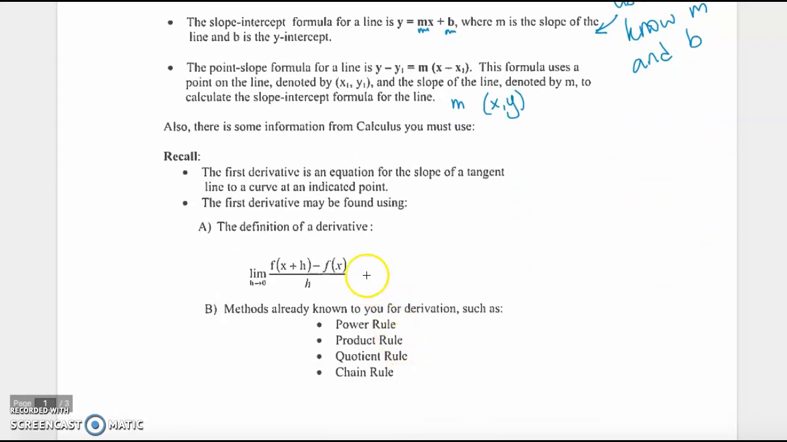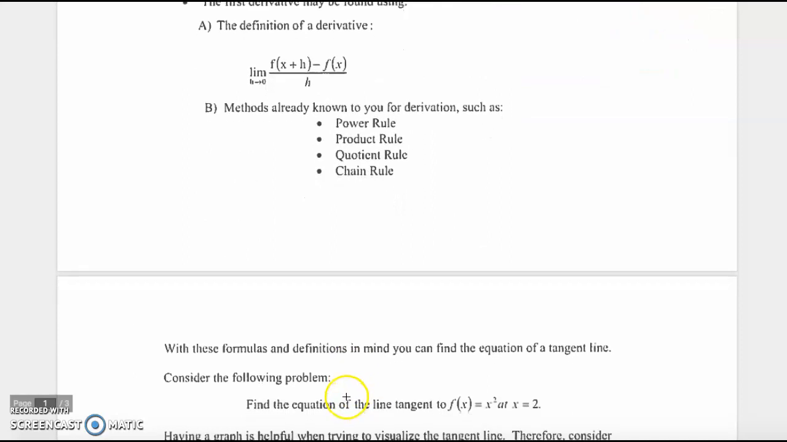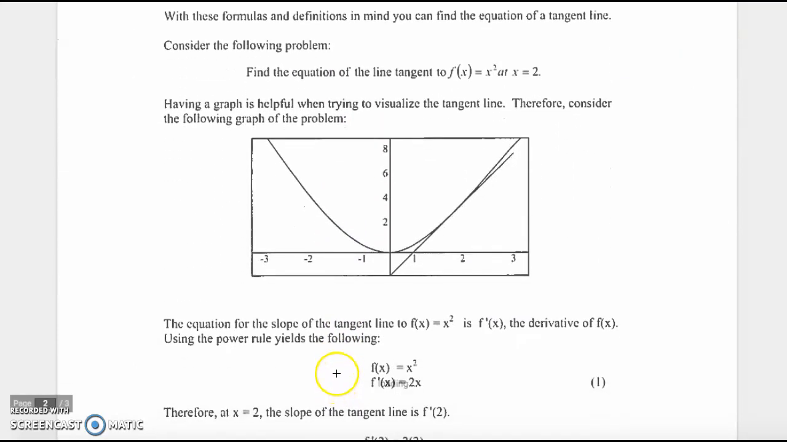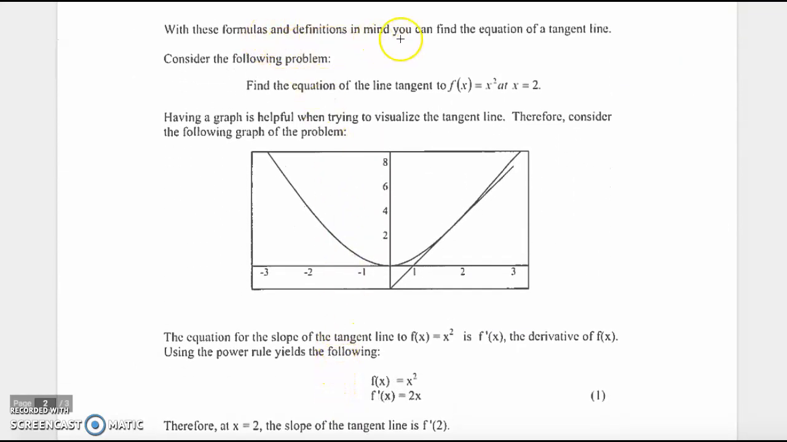Some other stuff you have to know in order to do the equation of the tangent line is that the first derivative is the slope of the tangent line. And then there's a couple of different ways that we can find the first derivative. So obviously there's the definition of the first derivative, as well as all these rules that we've just learned: power rule, product rule, quotient rule, and chain rule. Okay. With those formulas and definitions in mind, we can find the equation of our tangent line.